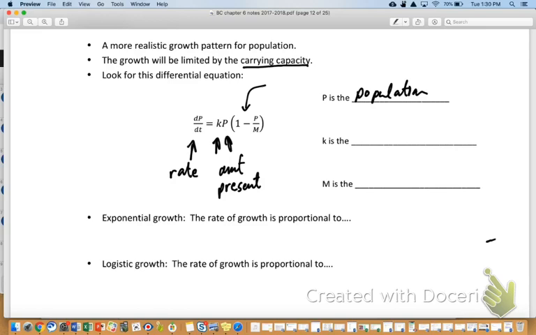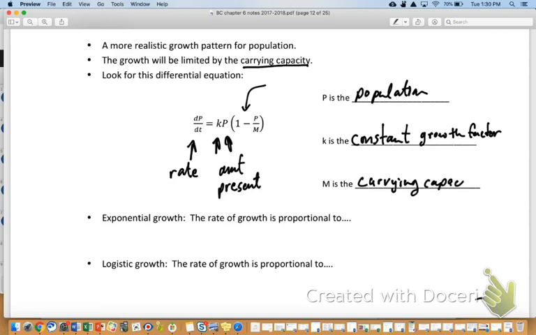K is going to be your constant growth factor or your constant decay factor. We're talking about logistic growth, so your constant growth factor. It's the same K as what we were looking at before. Same role here. It's going to control how fast this thing grows. And then M is the carrying capacity.